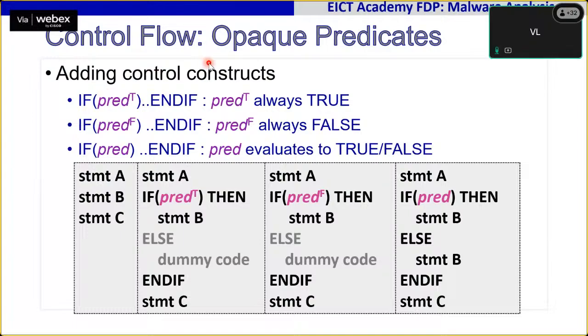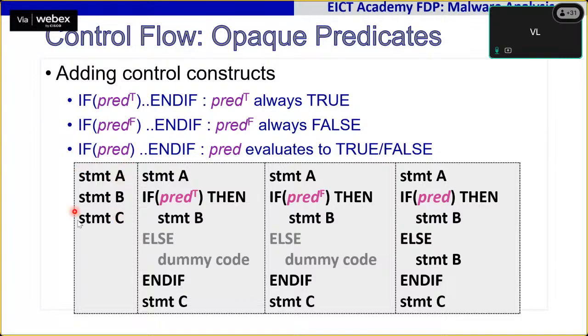Now, we can also make a program look more complicated by addition of what we call opaque predicates. Opaque predicates look very complicated, but they are actually mathematical formulas which are either always true or always false. So if we write it like this, this means we are using a predicate which is always true. If you're writing it like this, it means we are using a predicate which is always false. If you're writing it like this, the predicate might evaluate to true or false.